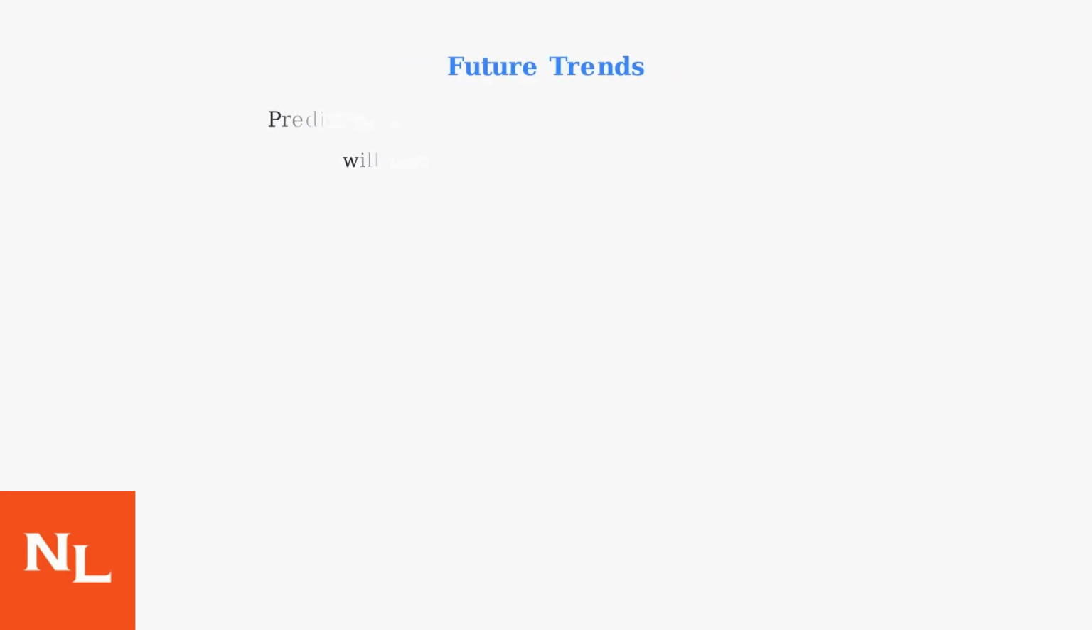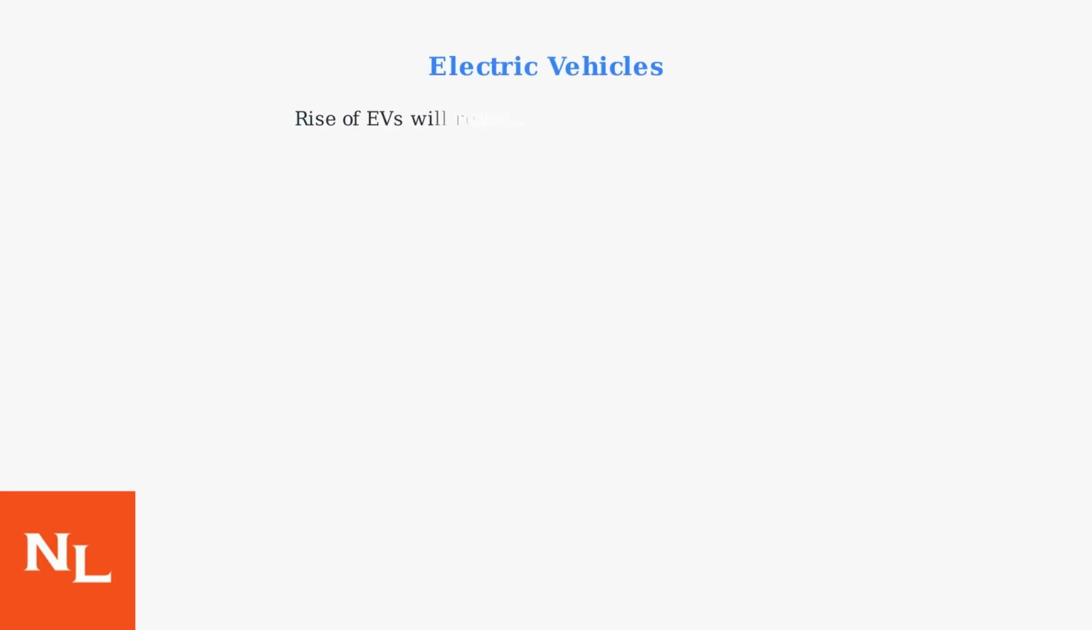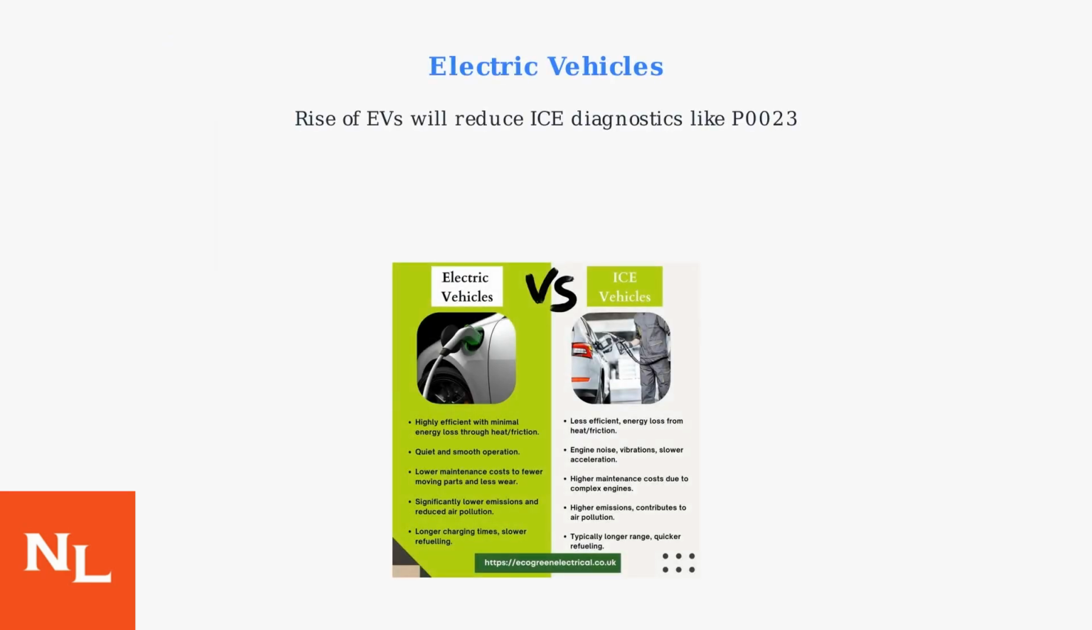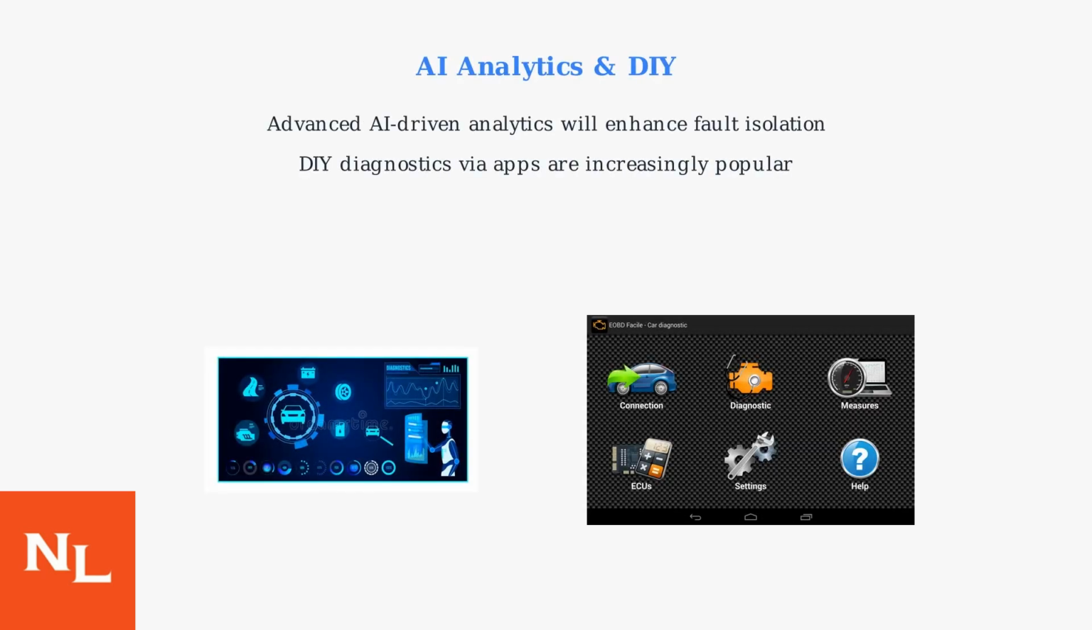In the future, predictive maintenance through connected car platforms will alert drivers to potential P0023 issues before they escalate. The rise of electric vehicles will reduce the need for ICE diagnostics, as EVs lack components prone to P0023 issues. For remaining ICE vehicles, advanced AI-driven analytics will improve fault isolation. Meanwhile, DIY diagnostics through apps are becoming more popular for checking issues like P0023.